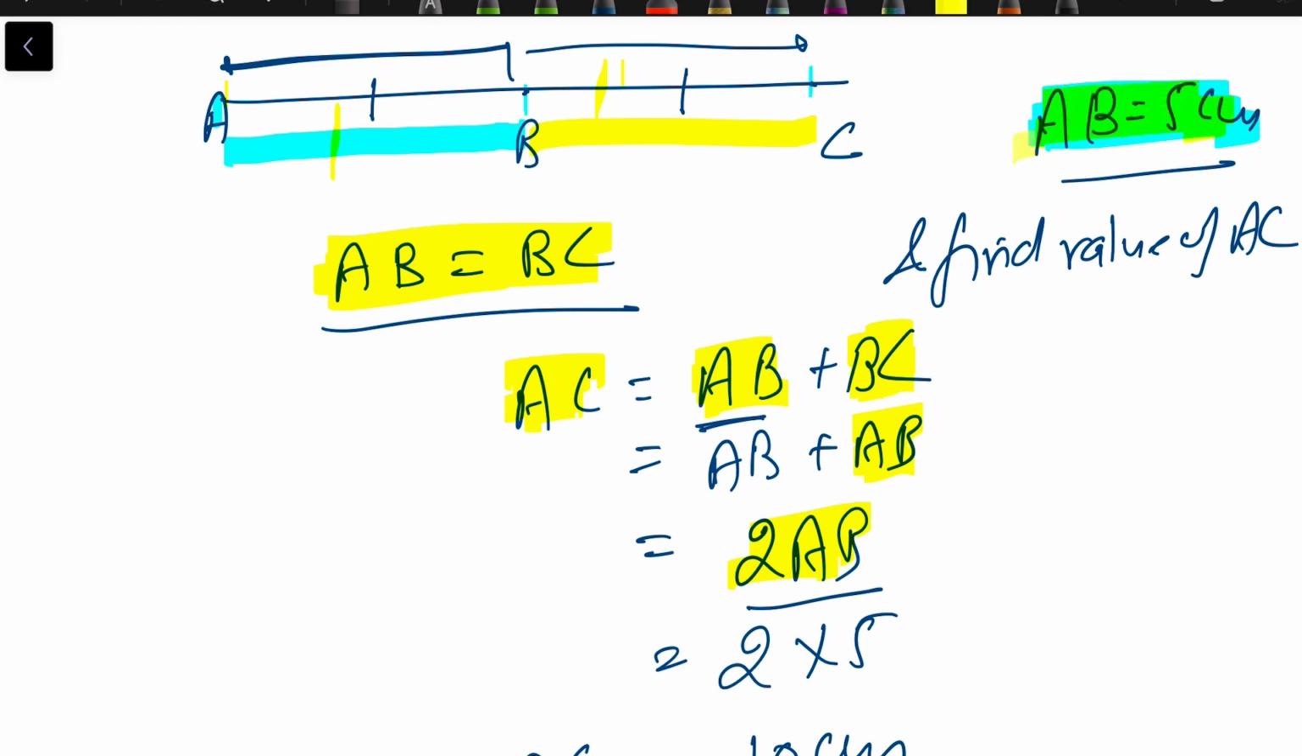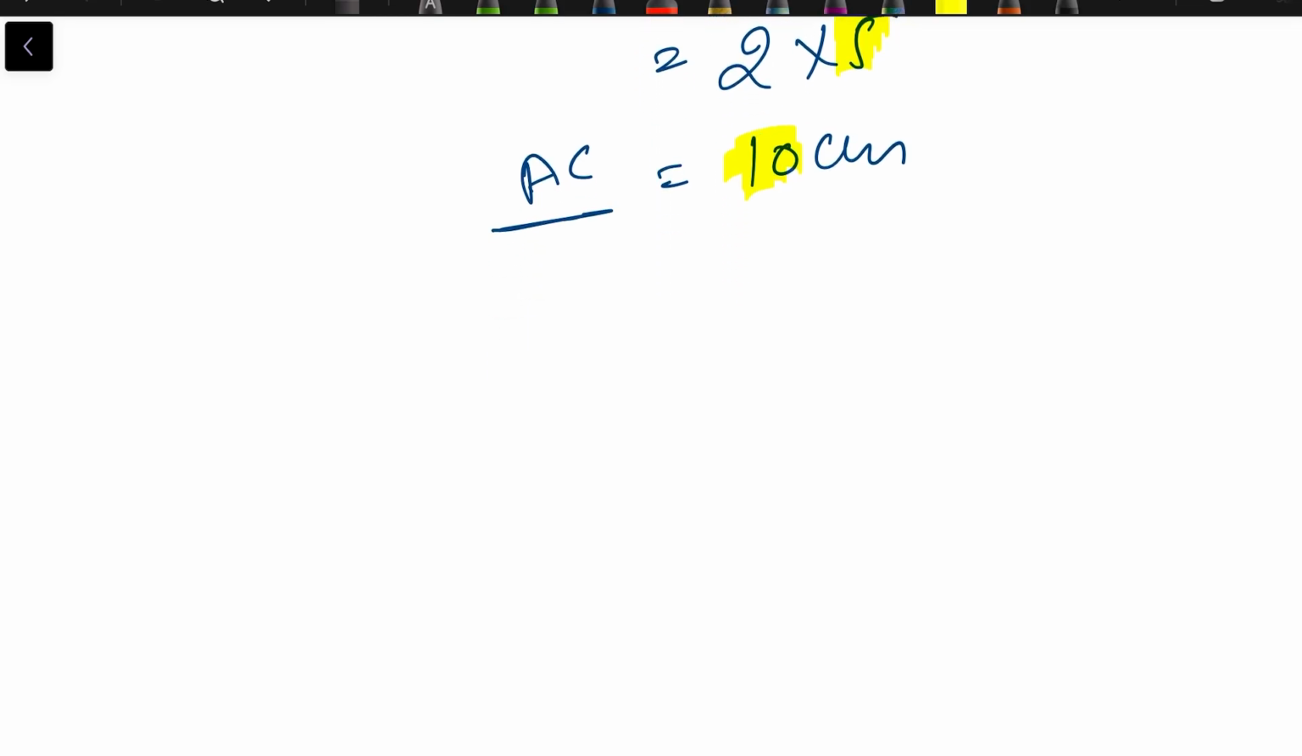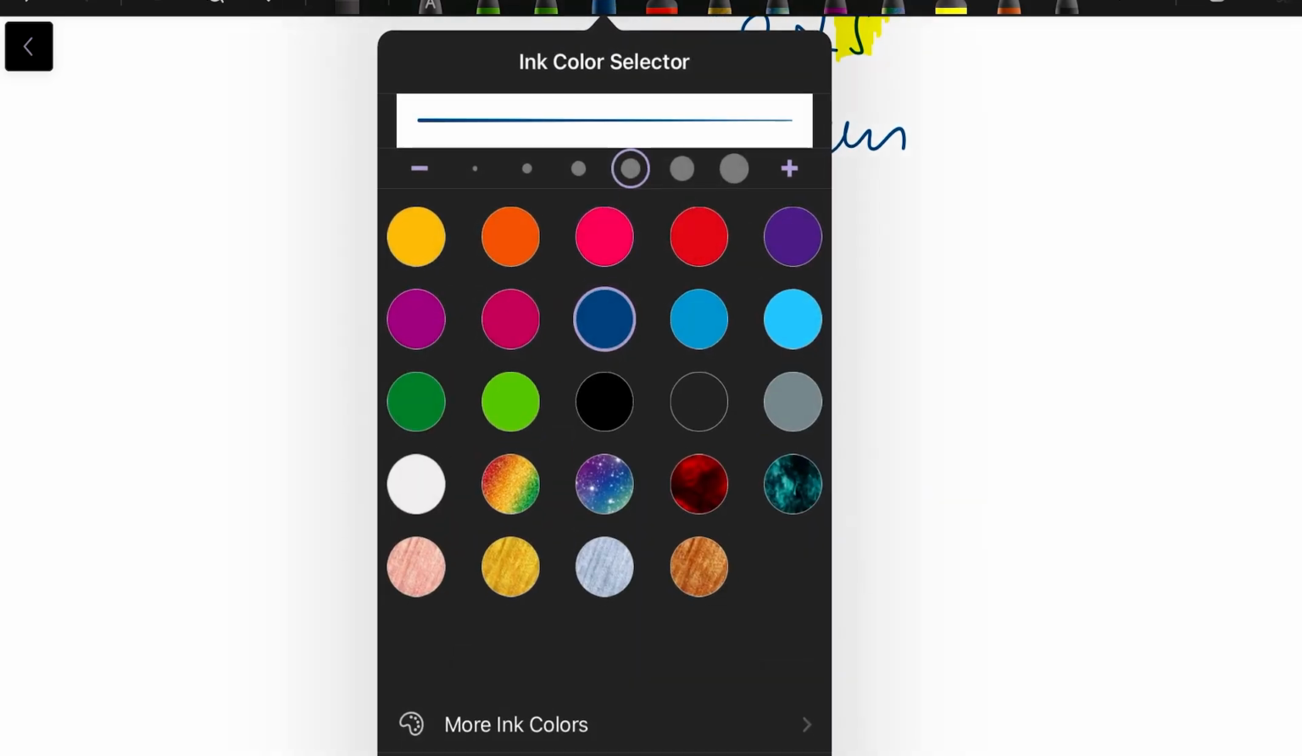Now what is the length of this AB? AB length is 5 centimeter. So we put the value of AB here, 5 centimeter. When we multiply, the final result is 10 centimeter. So the length of this AC is 10 centimeter. Clear? Okay. So now we'll move to another point.